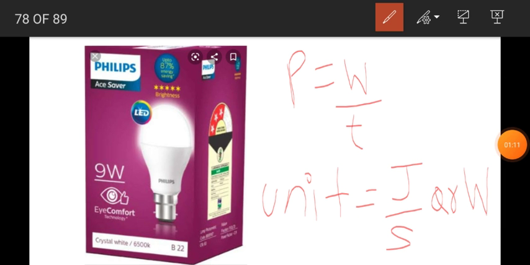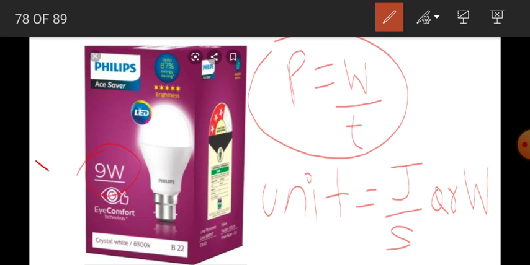Okay, so let's begin with the watt. Actually, what is watt? Sorry, audio. Let's begin with power. As you can see here, this bulb is of 9 watt. The W stands for watt. So watt is the unit of power. This is what we have learned in chapter number 3, work, energy and power, and this is the formula for power which I have already written over there. Joule per second or watt, this is the unit of power.